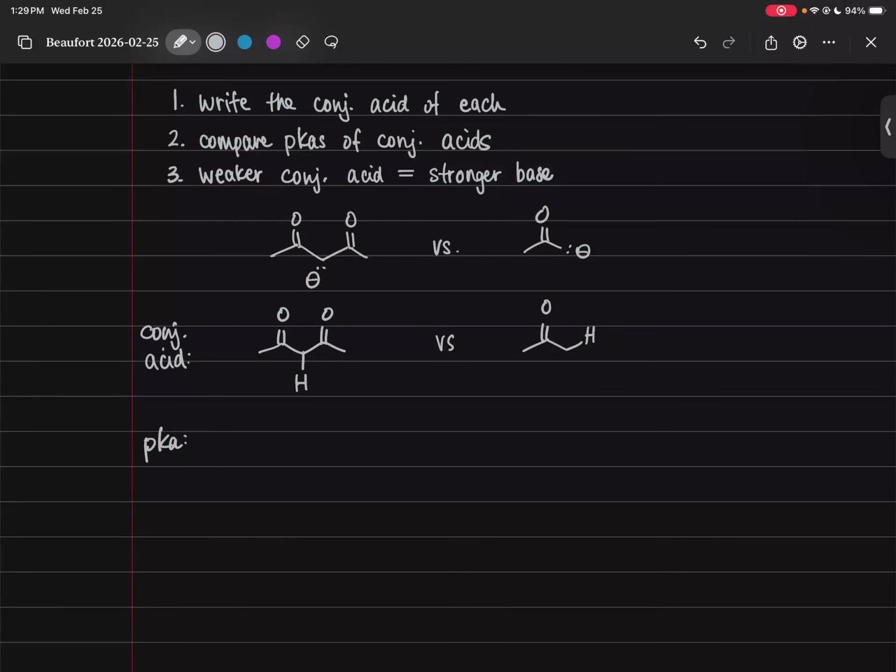So now we look up the pKa values of those 2 conjugate acids. And so I don't have to flip back, somebody tell me the first molecule. What's the pKa of that one? 9. 9? Yep. And the second molecule, acetone. And just acetone, so not protonated acetone. Yeah, 19.2.